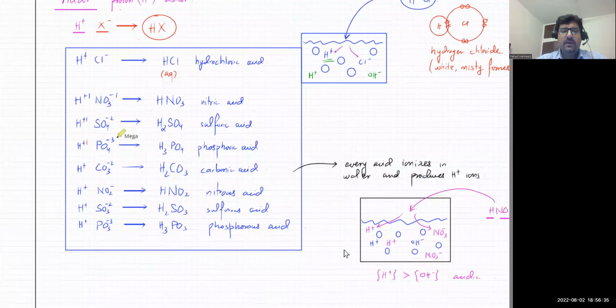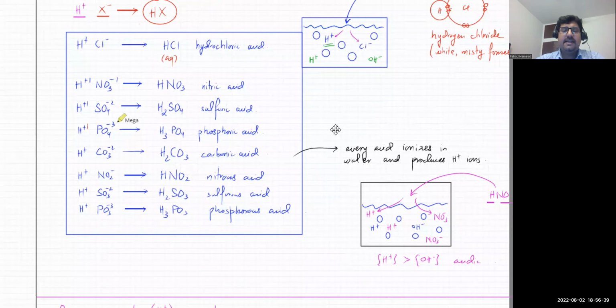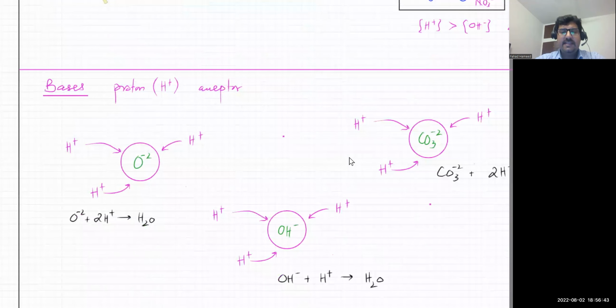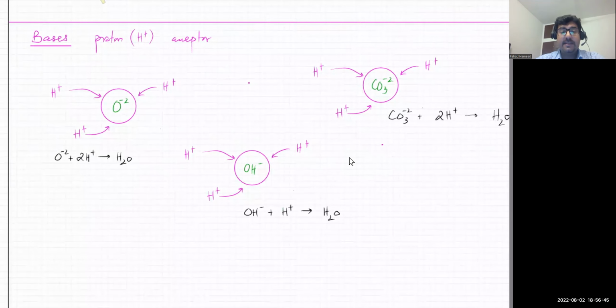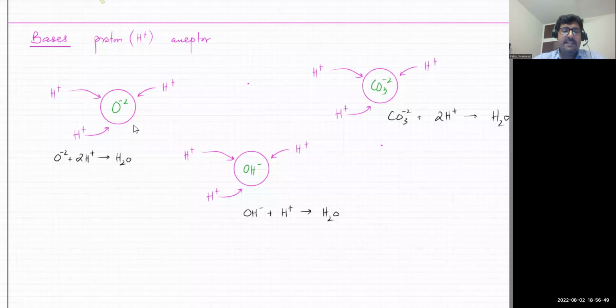Achha, and then we did bases. So bases were things that accepted, we just slightly did bases. So bases were things that accepted H plus 1 ions. I told you. So what is that kind of molecule or ion that accepts H plus 1? It must be a negative ion. तभी वो attract करेगा H plus 1 को, because if it's got a negative charge, it's going to attract H plus 1 ions, right?